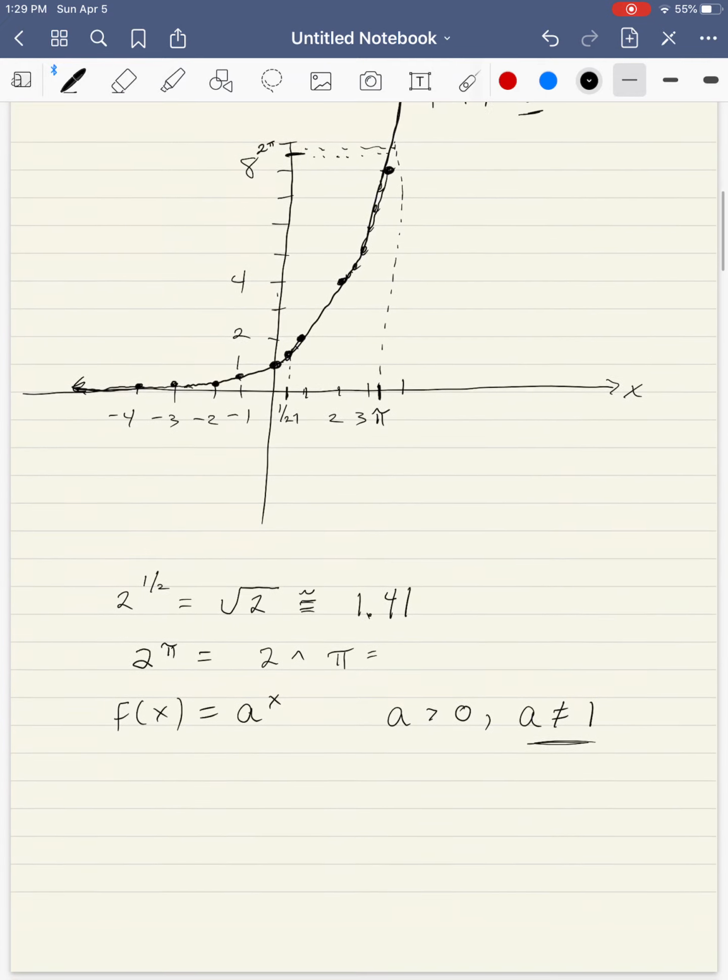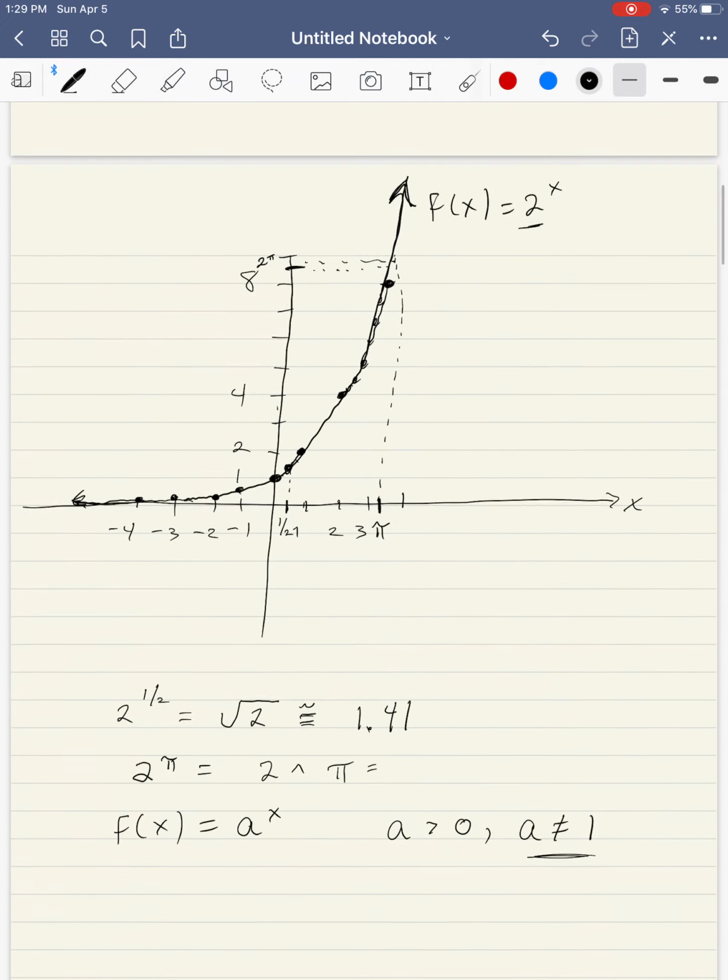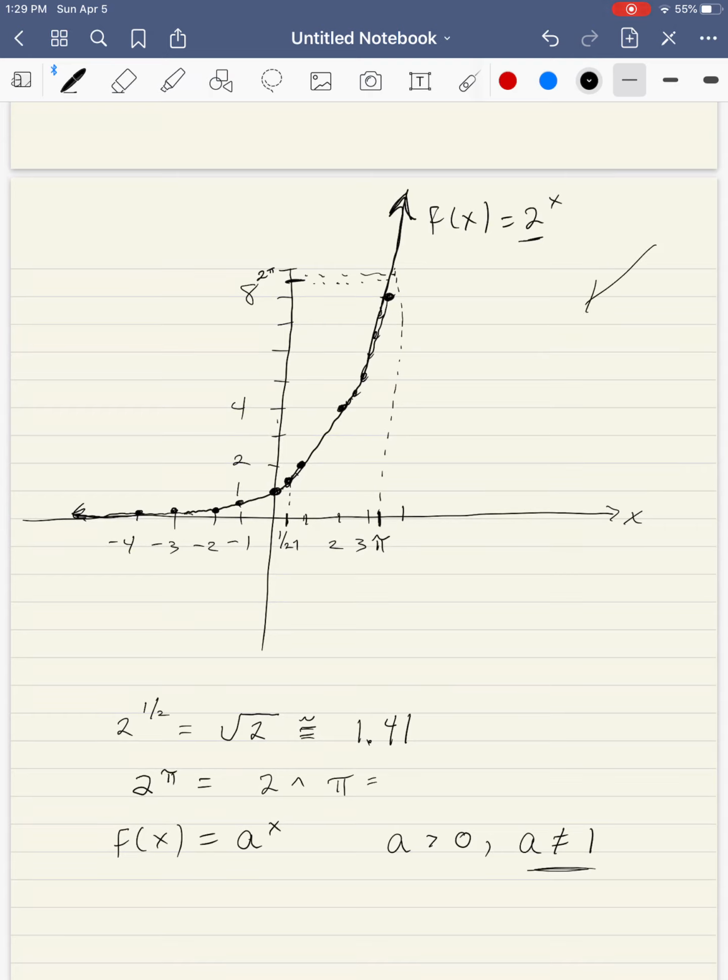So let's look at some characteristics of this graph right here that are going to be true regardless of what my base is. But before we do that, let's write what our domain is and what our range is. So pause the video for a moment, look at the picture, write the domain, and write the range, and then turn the video back on.